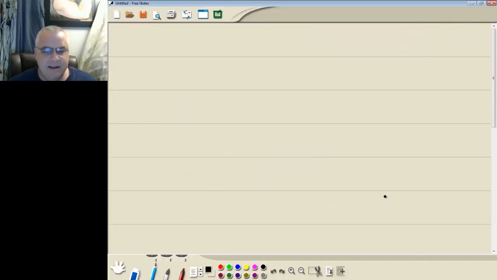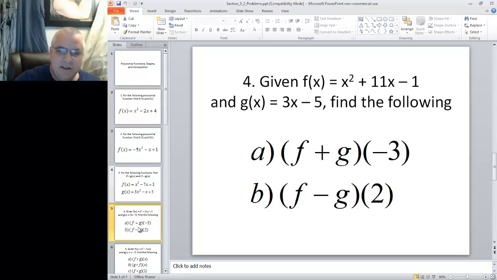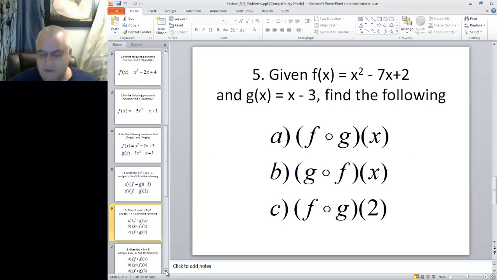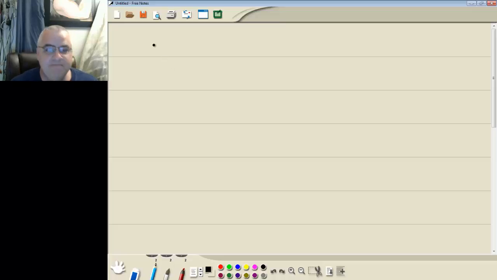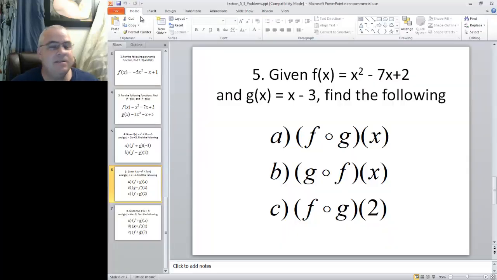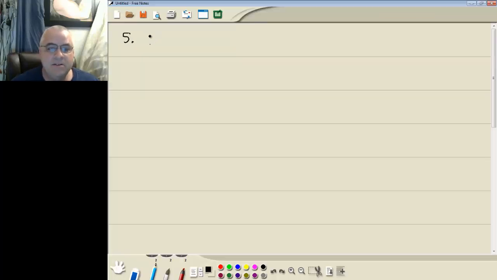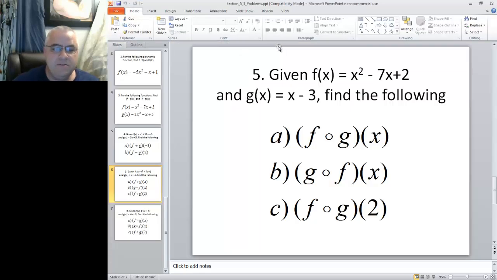Okay. Let's look at the next problem. Now this gets into composition of functions, and we'll talk more about this later on. So I won't go into a whole lot of detail here. I'll just go into the mechanics of how to find it, not exactly what it means. So we got f of x is equal to x squared minus 7x plus 2, and g of x is equal to x minus 3.